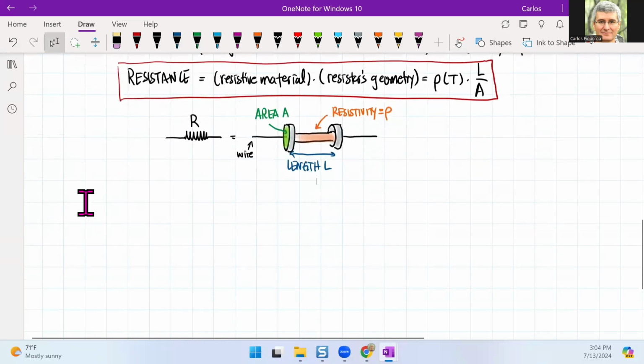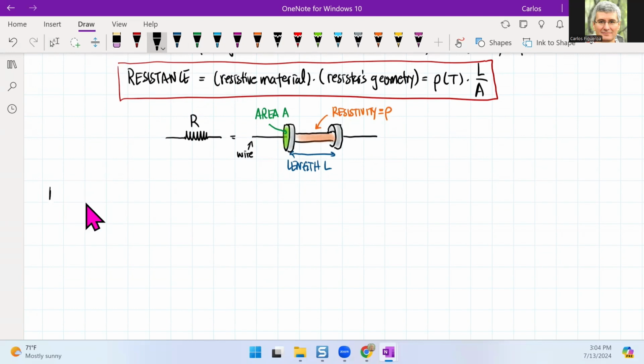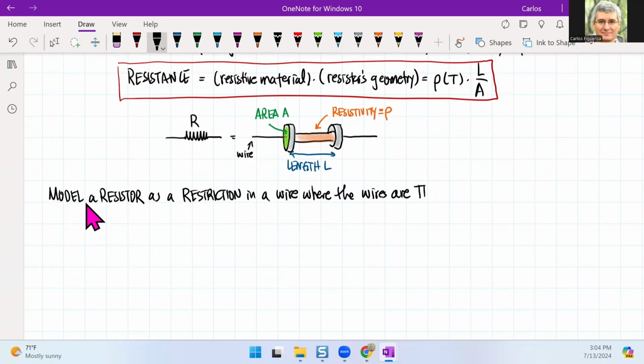So what we want to do is model a resistor. And the way we're going to do this is that we're going to model a resistor as a restriction in a wire, where the wires are thicker than the resistive part.